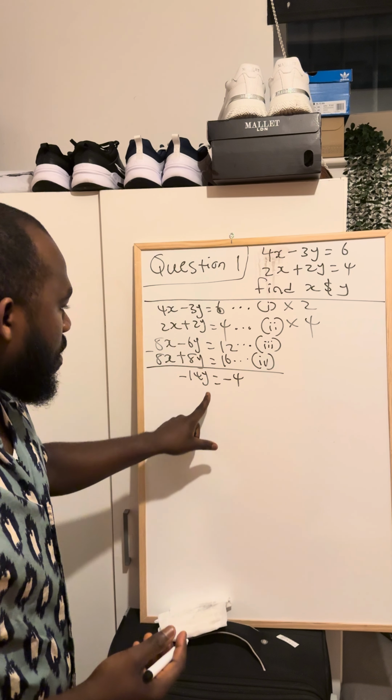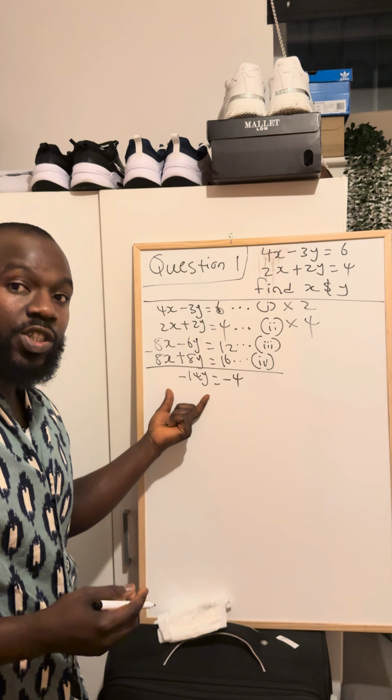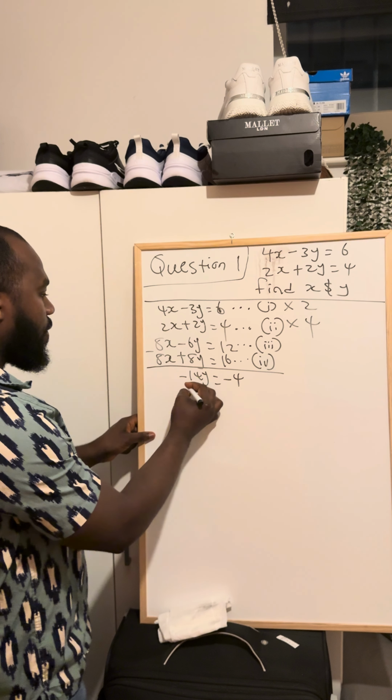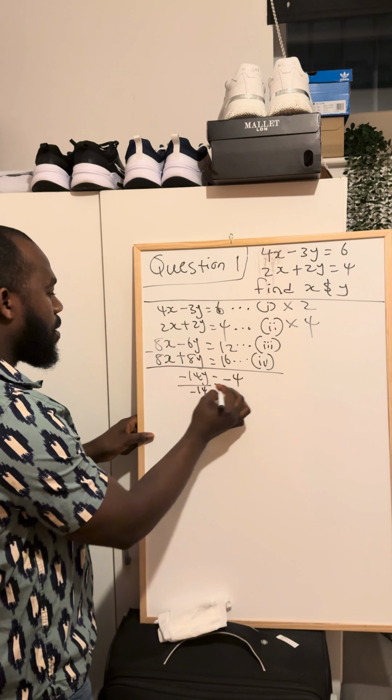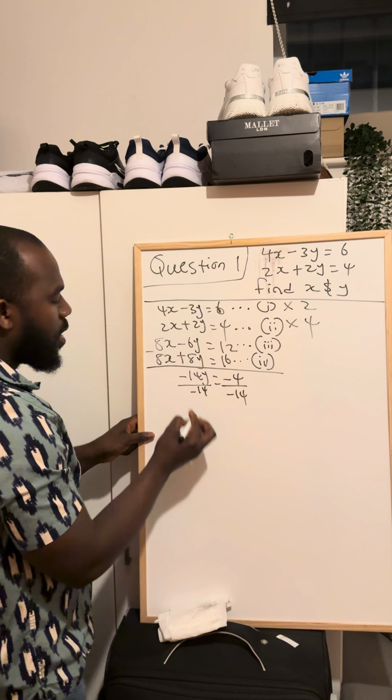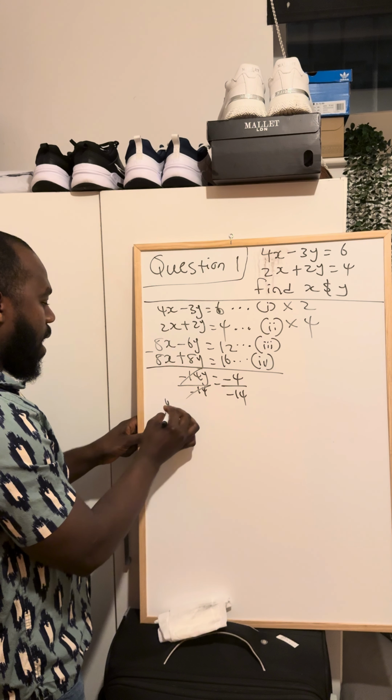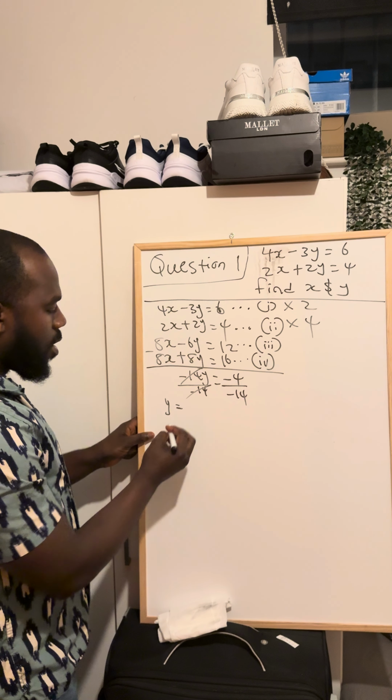Now, what are we looking for now? Let's divide both sides by minus 14, which is the coefficient of y, so we can get the value of y. So when we divide both sides by minus 14, when minus 14 cancels out minus 14, what do we have left here? Y is equal to, all right?